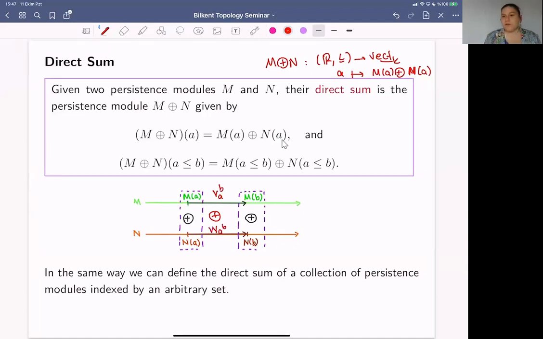So you can also consider the direct sum of two persistence modules, and you can extend this idea and define the direct sum of a collection of persistence modules indexed by an arbitrary set. So you can also consider the direct sum over alpha in A of M alpha, the direct sum on an arbitrary set.